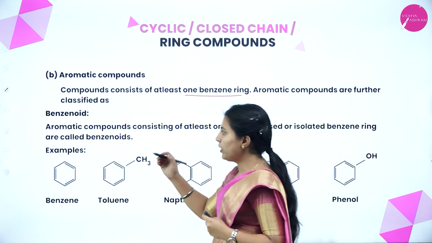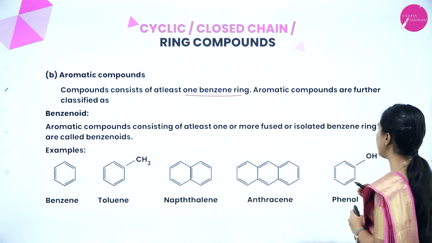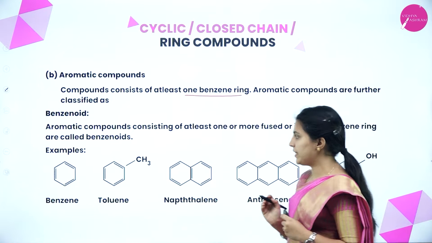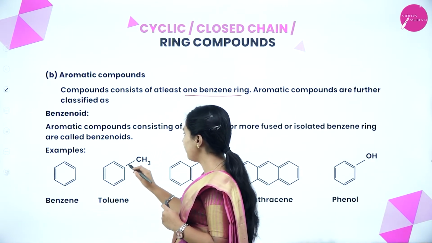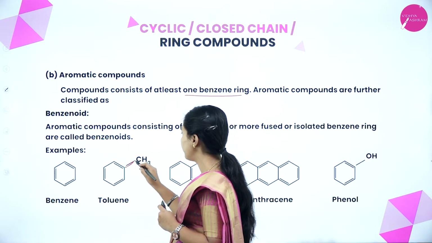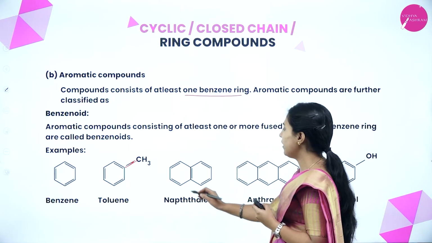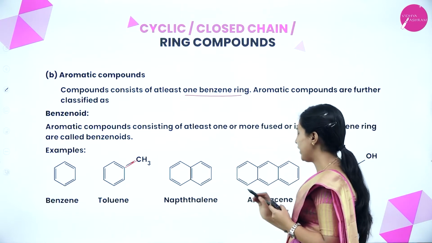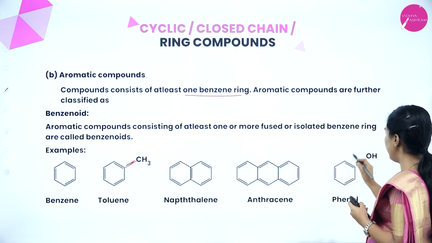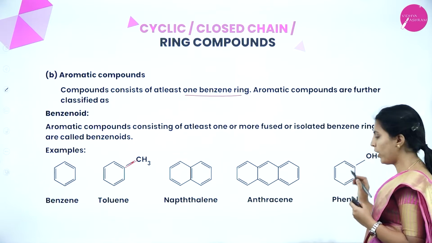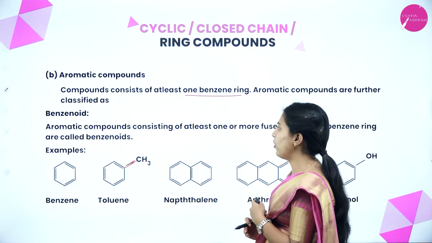Coming to benzenoid, aromatic compounds consisting of at least one or more fused or isolated benzene rings are called benzenoids. See here, this is one benzene ring. This is also one benzene ring attached to CH3, right? Its common or trivial name is toluene. Here, 2 benzene rings fused, that's why naphthalene. 3 benzene rings fused, anthracene. Here 1 benzene ring attached to hydroxy, that is OH, we call it phenol. These are the best examples for benzenoids.